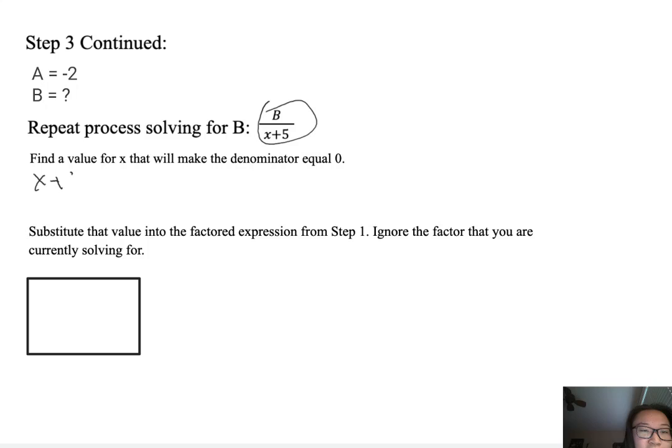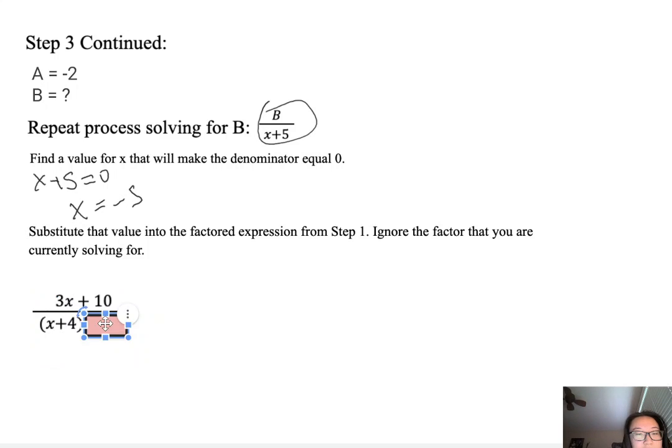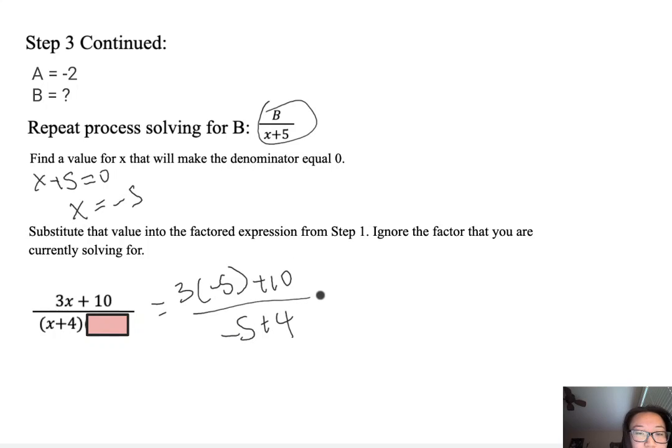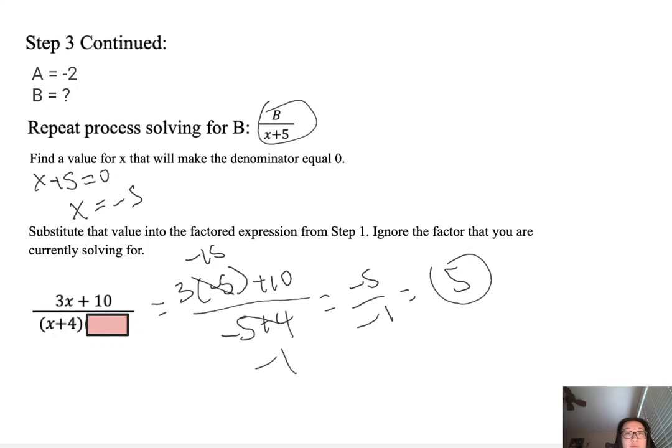We set the denominator equal to 0 again, and we get that x equals negative 5. Again, we substitute that value into the factored expression, except this time, instead of hiding x plus 4, we're going to hide x plus 5, because x plus 5 is in the denominator of our partial fraction. So when we solve for this, we get 3 times negative 5 plus 10 over negative 5 plus 4. This gives us negative 15 plus 10 over negative 1, which is just negative 5 over negative 1, which equals 5. So that's our value for B.